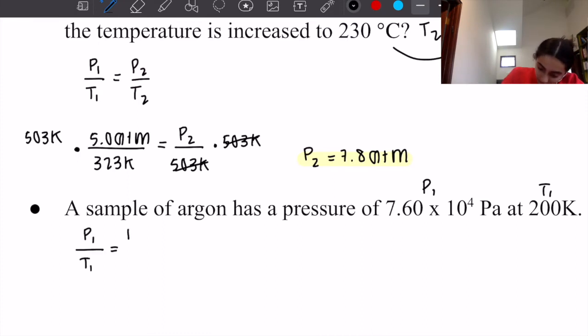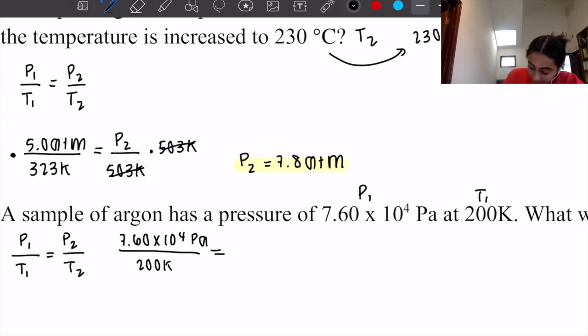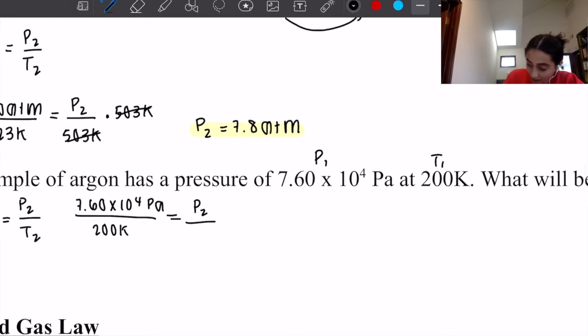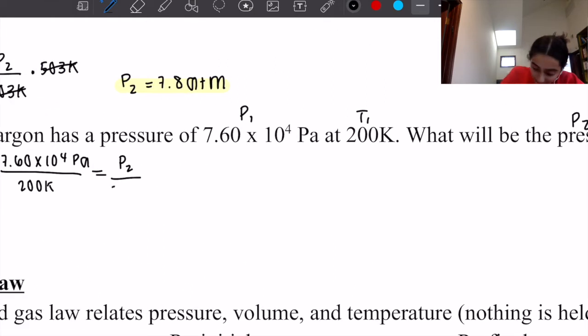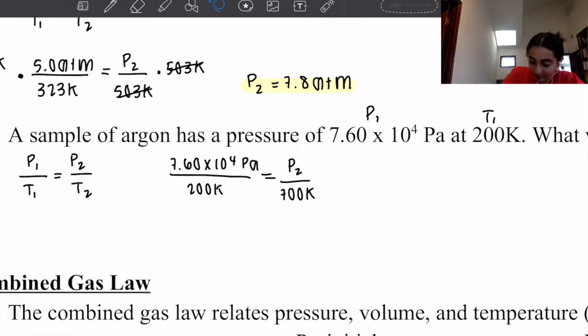So let's write out initial pressure over initial temperature equals final pressure over final temperature. So we have 7.60 times 10 to the 4th pascals over 200 Kelvin equals our final pressure over 700 Kelvin. So again, we can multiply both sides by 700 Kelvin, and it will cancel out on the side with final pressure.